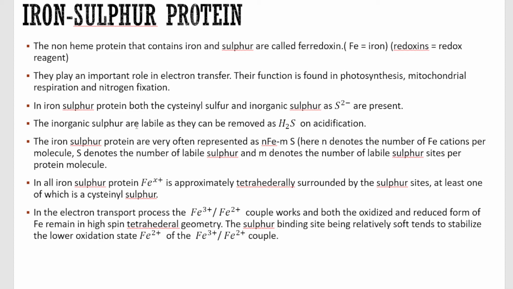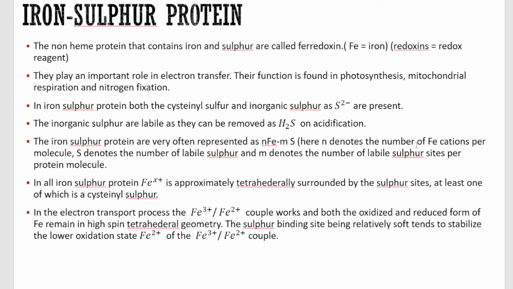And inorganic sulfur, out of the two, is labile, that is, it can be easily replaced and easily removed as H2S on acidification. Okay. So there are two types of sulfur. One is cysteine sulfur, one is inorganic sulfur. Out of that, inorganic sulfur is labile, that is, it can be easily replaced or removed on acidification. And it is represented as NFeMs.